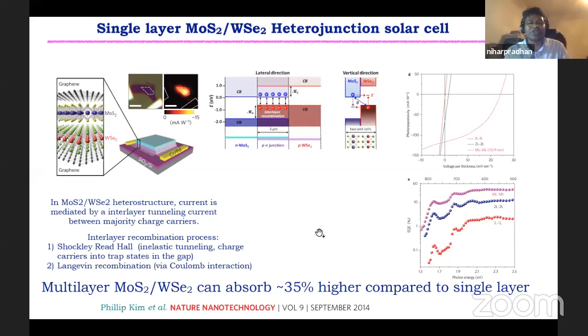So according to this study, compared to single atomic layer tungsten diselenide and MoS2, if you use the multi-layer, then this multi-layer material absorbs 35% higher compared to the single atomic layer of this PN junction. So using graphene as a contact, you can actually collect much more electron and hole pairs because of the ohmic nature of the graphene contact on the 2D semiconductor materials.